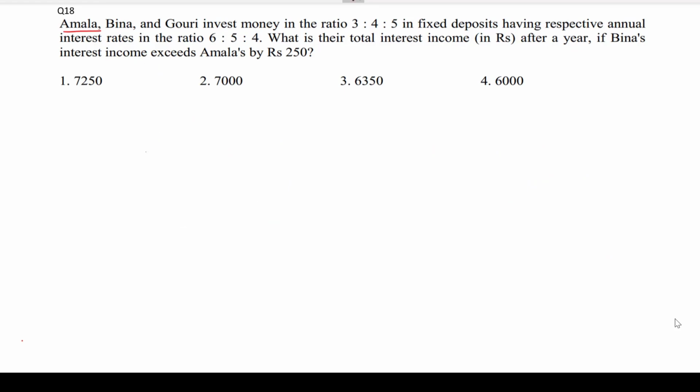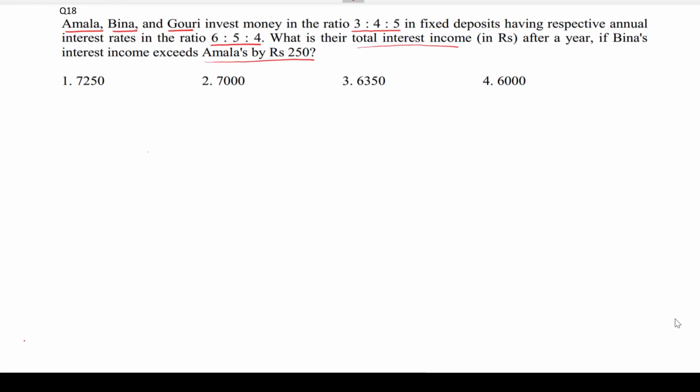Question number 18. Amla, Bina and Gauri invest money in the ratio 3:4:5 in fixed deposits, having respective annual interest rates in the ratio 6:5:4. Then what is their total interest income after a year if Bina's interest income exceeds Amla's by 250? So Amla, Bina, Gauri investment ratio is 3:4:5, and their interest rate is 6:5:4.